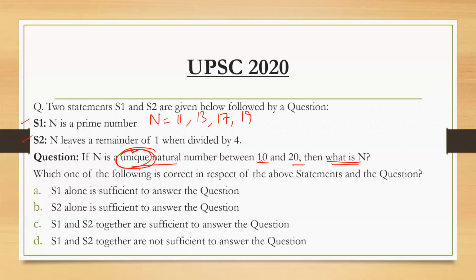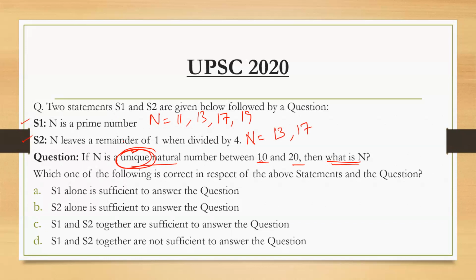Now, statement 2. What does it say? N leaves a remainder of 1 when divided by 4. So here I'm getting, yes, n is equal to 13 or 17. When I divide 13 by 4, the remainder is 1. When I divide 17 by 4, again, the remainder is 1. So both these values will satisfy my condition. So here again, I'm not getting a unique value of n. So statement 2 alone will not answer my question.